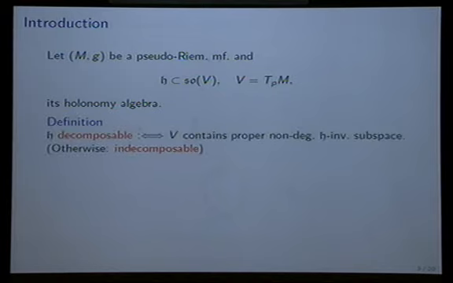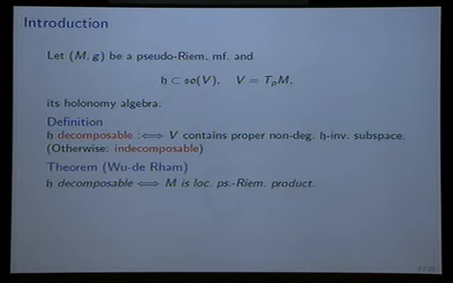We call the holonomy algebra decomposable if the tangent space contains a proper non-degenerate H-invariant subspace. By non-degenerate I mean that the scalar product restricted to the subspace is non-degenerate. Otherwise this linear Lie algebra would be called indecomposable.